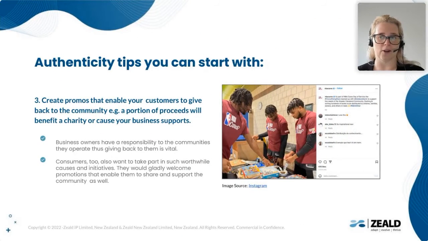Number 3, create promos that enable your customers to give back to the community. You'll see it quite a bit: a portion of these proceeds will benefit a charity or cause your business supports. So this is another little quick thing you can do around authenticity.